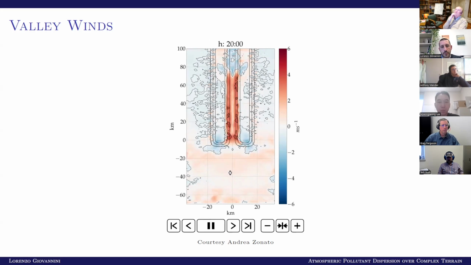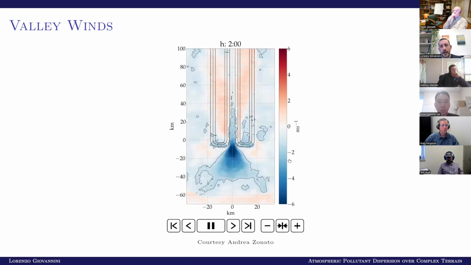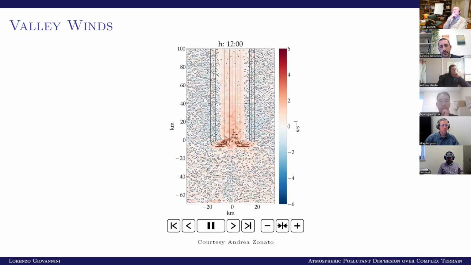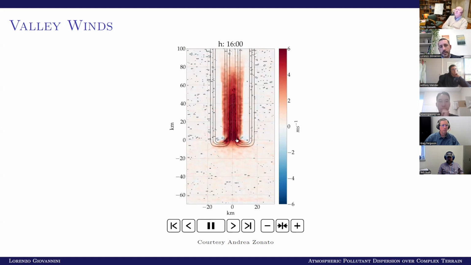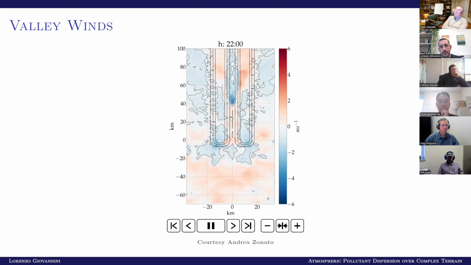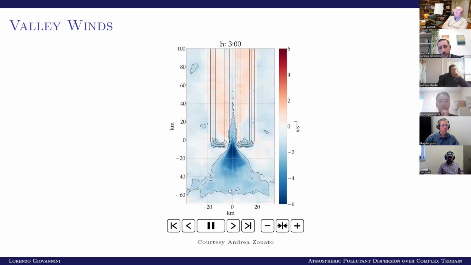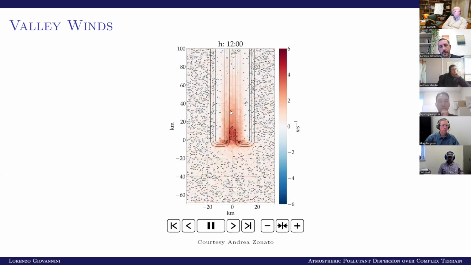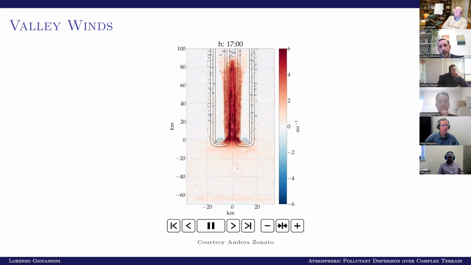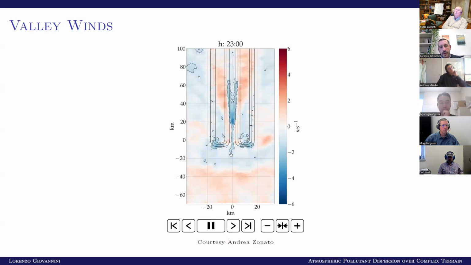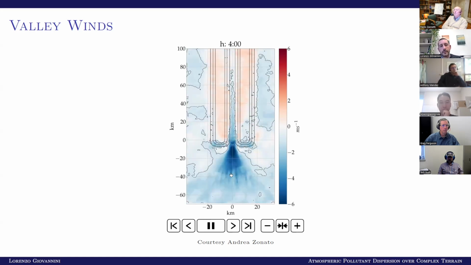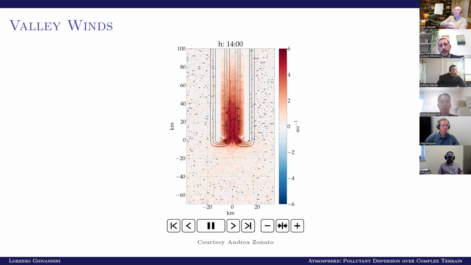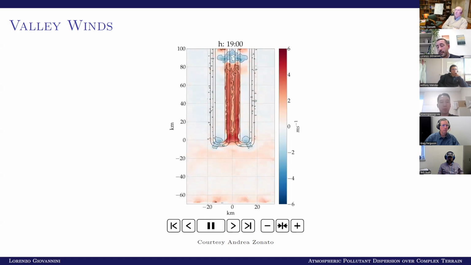Red means positive wind, so a wind from south to north, and blue means a negative wind, so a wind from north to south. And it is clear the development of this circulation, with the up valley wind during the day, the red, and the down valley wind during the night, the blue. So we have this reversal of the wind twice per day, with the reversal from down valley to up valley in the morning and in the evening.